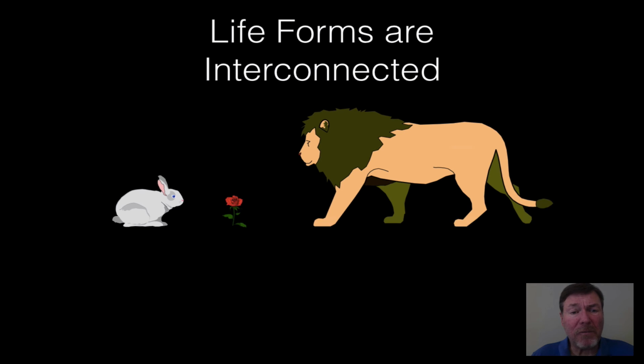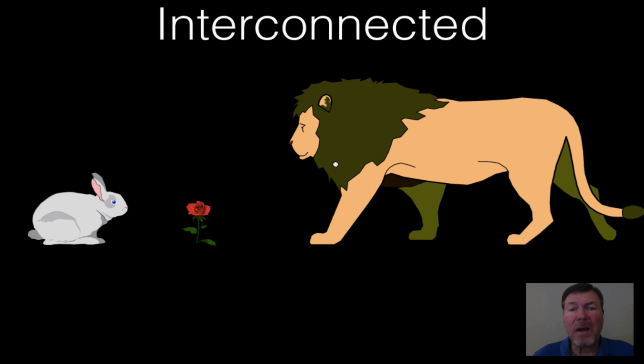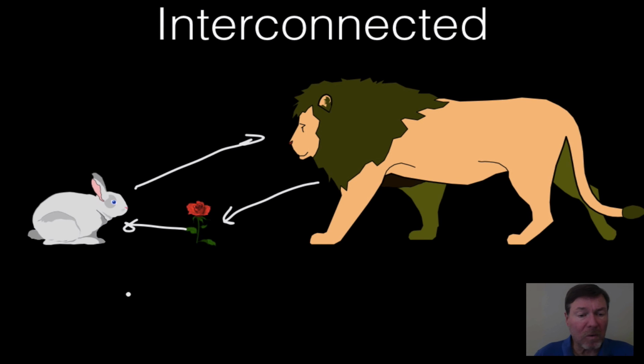And then finally, life forms are all interconnected. All these look kind of like they shouldn't be related, but the rabbit needs to eat the plant to survive. The lion eats the rabbit to survive, and the lion, when it dies or it goes to the restroom, defecates, is supplying nutrients to the plants. And it's a process where we're all interconnected. Everything is interconnected, and we also have other organisms that may be feeding on the rabbit.